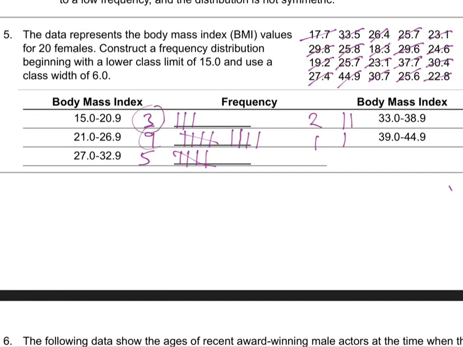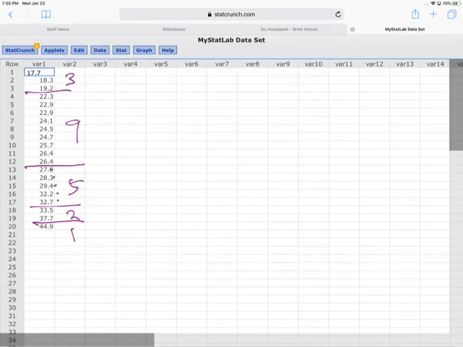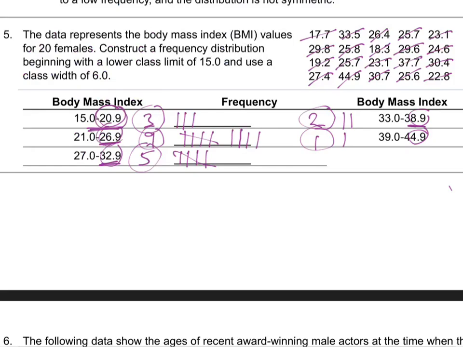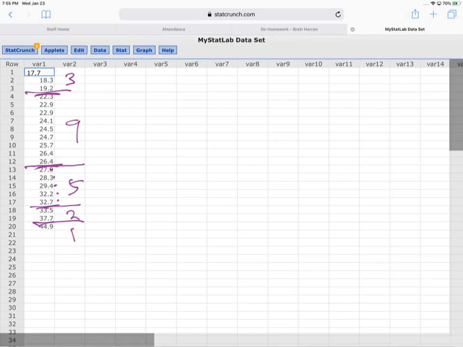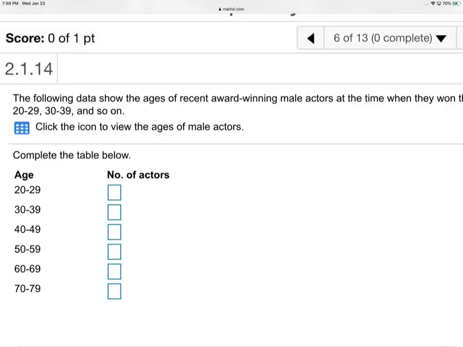It's really easy to miss one when you're doing the tally method like you were. So I just put them in order and then draw the line according to the breaks in the categories. And then that tells me how many for each category. All right, so here we go.